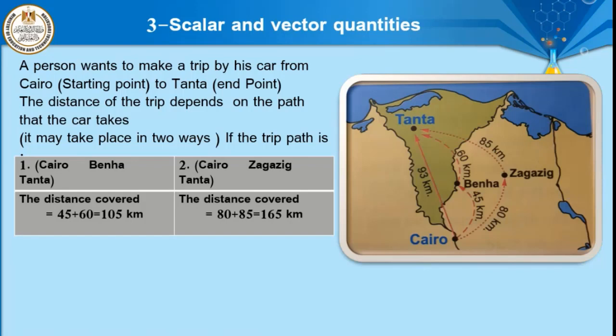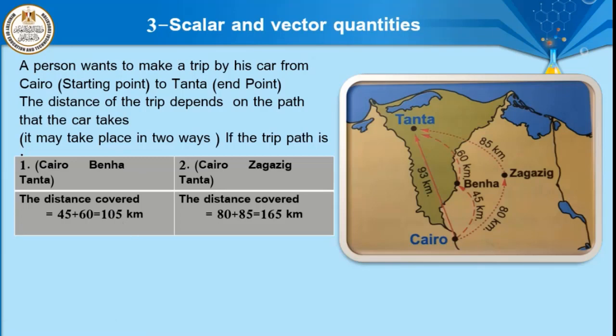Yes, the last one. From Cairo, Banha, Tanta, 45 plus 60 equals 105 kilometers. From Cairo to Tanta, passing by the Gazik, the distance covered is 80 plus 85 equals 165. Which of them is longer than the other? Yes, when I cover the distance from Cairo to Tanta passing by the Gazik. But when the car covers a distance from Cairo to Tanta passing by Banha, the distance covered is 105 kilometers.